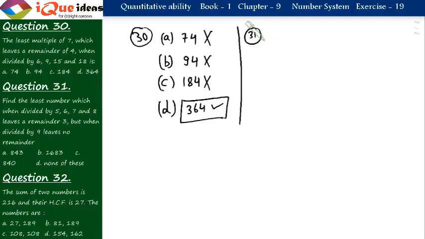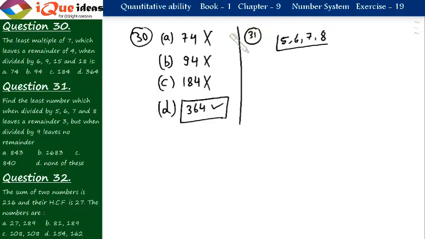Now let's take question number 31. It says find the least number which when divided by 5, 6, 7 and 8 leaves a remainder 3, but when divided by 9 leaves no remainder. Now in this question you see that it has 843, 1683, 840 and none of these also. So here it will be a little difficult to use options. So let's go by the normal method.